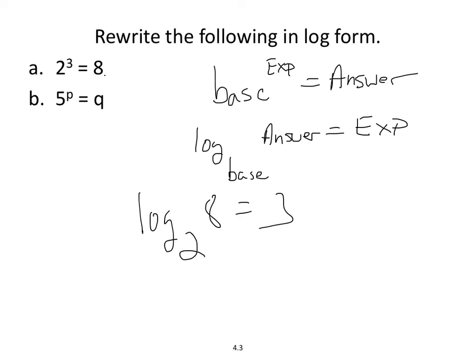Now we can go back and forth between a log format and an exponential format, and depending on what you're trying to do with it, one way is easier to deal with than the other. For this next one, 5 to the p equals q. Well, stop the video, try to write this as a log expression, then come back and watch what I'm doing with it. So, the log, the base is 5, the answer is q, and the exponent is p.